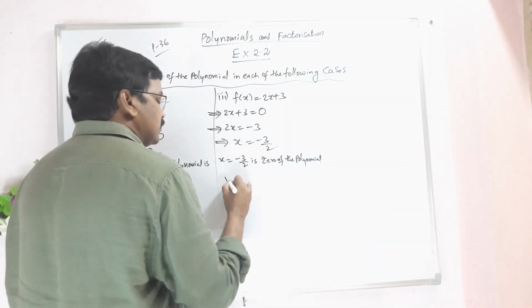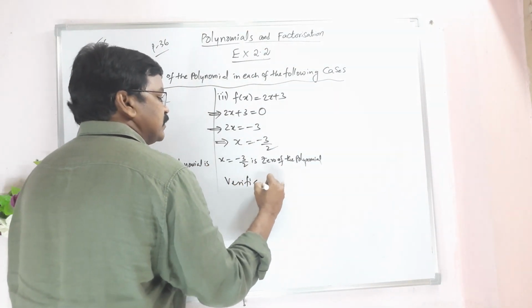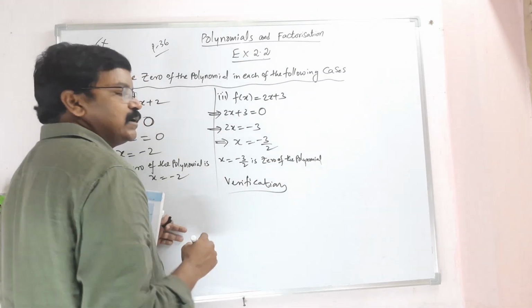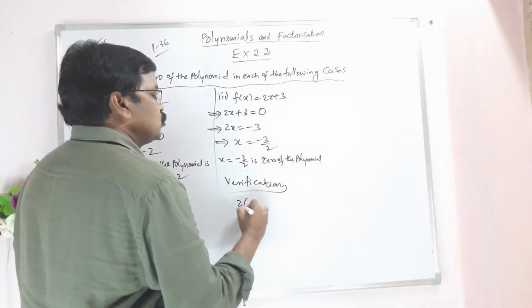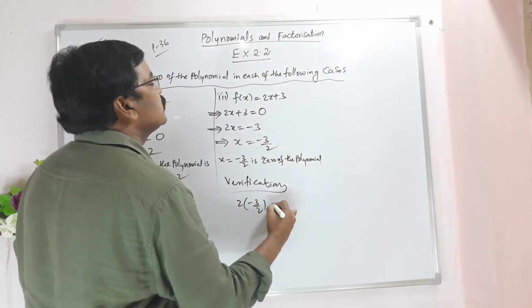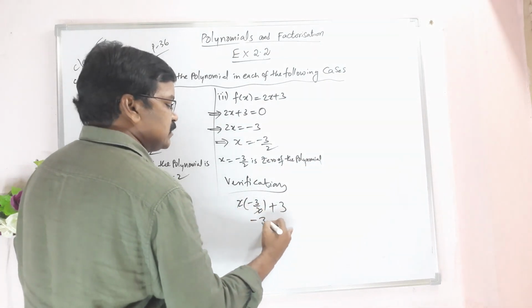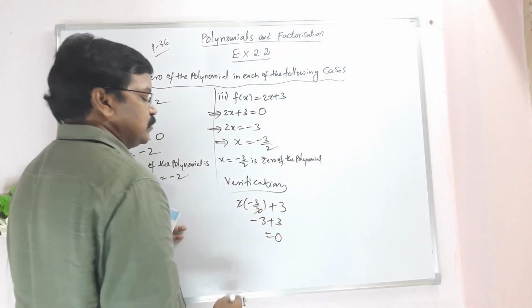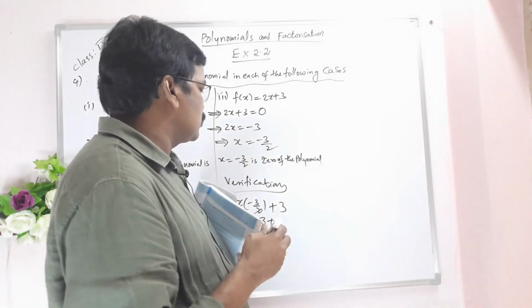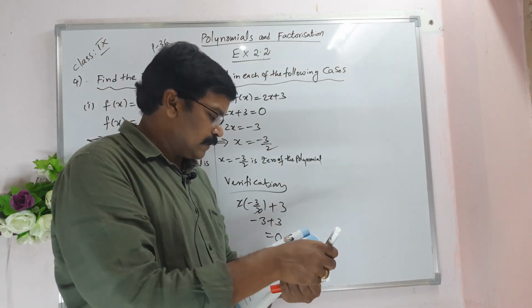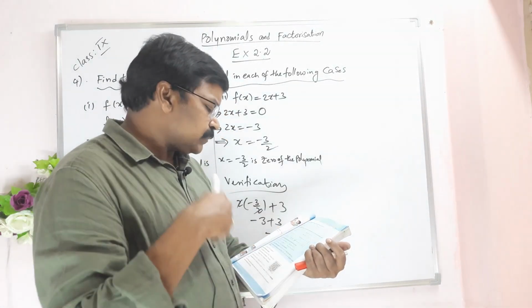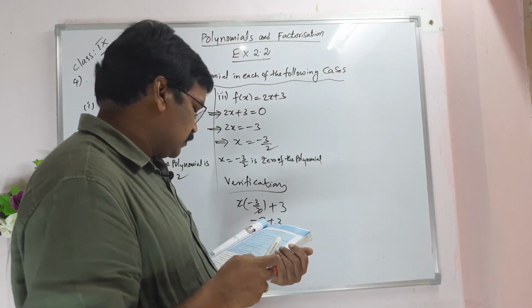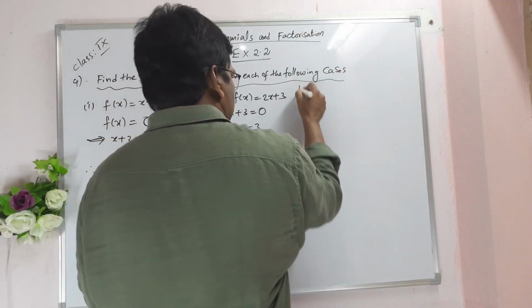You can verify every time. Verification. How do you verify? Like the previous sum. 2 times, substitute minus 3 by 2 here, plus 3. 2 gets cancelled. Minus 3 plus 3 is 0. So minus 3 by 2 is the zero of the polynomial. Here, in the fourth question, I will teach you that fifth sum now.